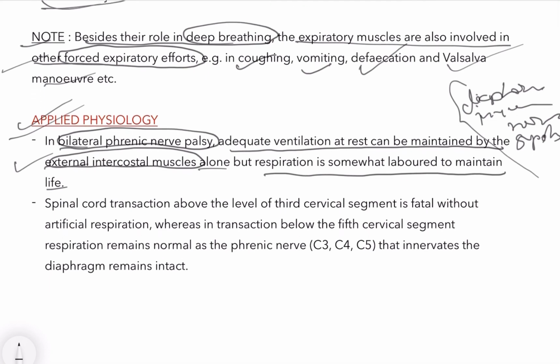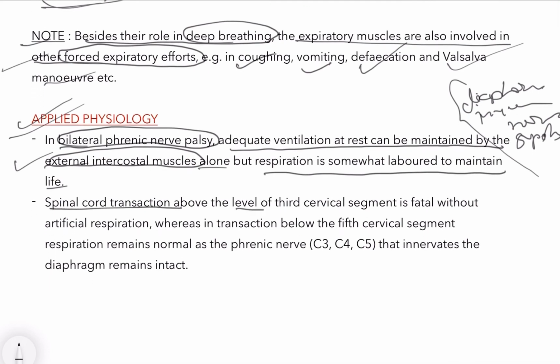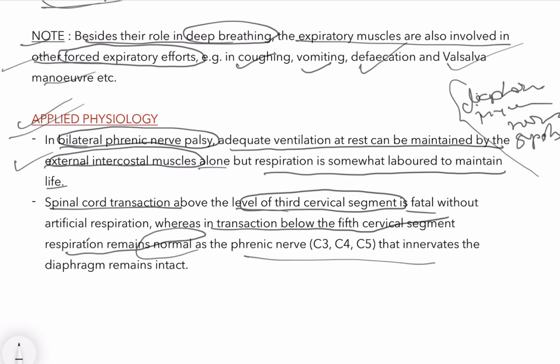Now spinal cord transection above the level of the third cervical segment is fatal. That means when there is spinal cord transection in the third cervical segment, it is fatal, that is life threatening. And when there is transection below the fifth cervical segment, respiration remains normal, that is, the phrenic nerve innervation of the diaphragm remains intact. So it was about applied physiology.